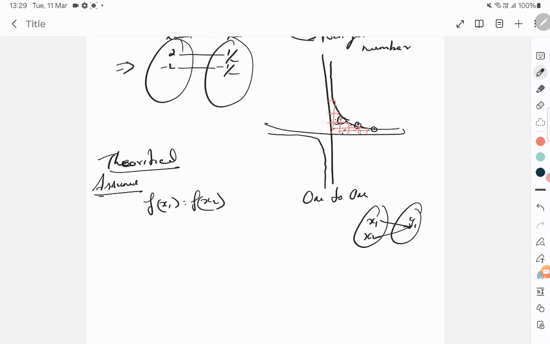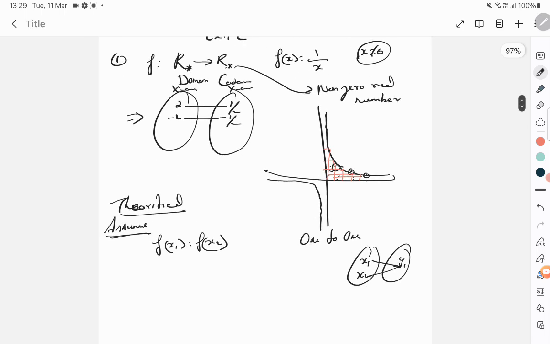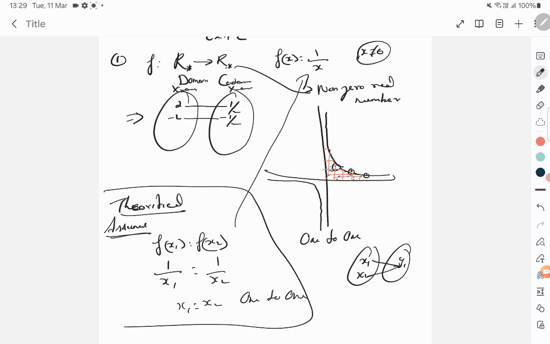So assuming the converse, which is many to 1, and substituting that in the question, 1 by x1 is equal to 1 by x2, which shows that x1 is equal to x2, therefore it's 1 to 1. So this is the theoretical way of saying it. And this is the normal graphical way of explaining, along with the diagram of domain and codomain.